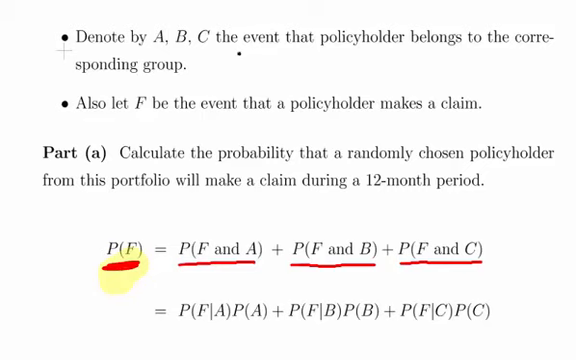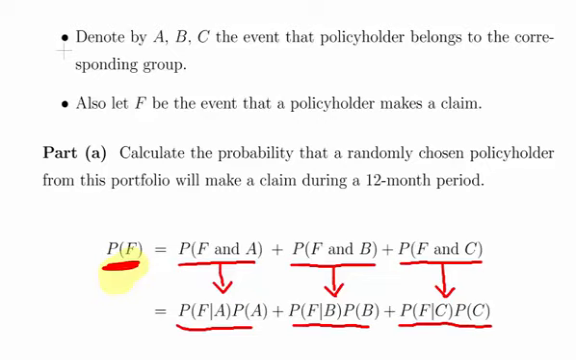Okay, now using the conditional probability formula, I'm not going to demonstrate it in this case, but I have demonstrated it in other videos. What we can do is rearrange the conditional probability formula to re-express the probability of F and A as the probability of F given A times the probability of A. So that's just using the conditional probability rule. And we can do that for each of the other two as well. Okay, so we have three expressions here.